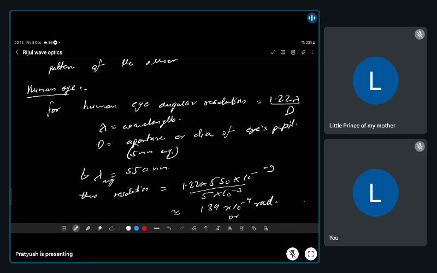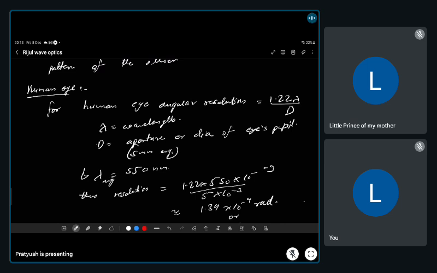So for the human eye, angular resolution is 1.22 lambda by d. This part is important from the board's point of view alone. JEE has not asked this question, but they also have not deleted it yet. From wave optics, it is a part of diffraction only actually. So for the human eye, angular resolution is 1.22 lambda by d.